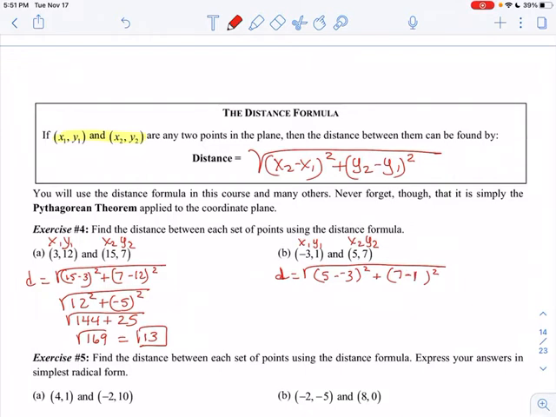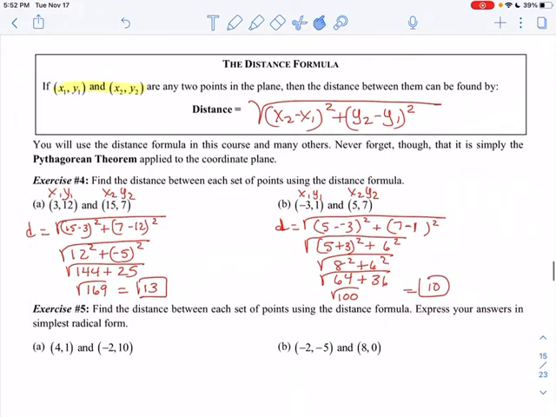y1, which is 6. Now a minus negative is a plus positive, so this is 5 plus 3 squared, and 7 minus 1 is 6 squared. So 5 plus 3 is 8 squared plus 6 squared. 8 squared, you can use a calculator for this, is 64. 6 squared is 36. And 64 and 36 is 100. And the square root of 100 is 10.